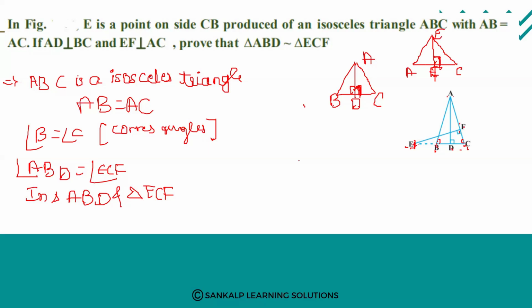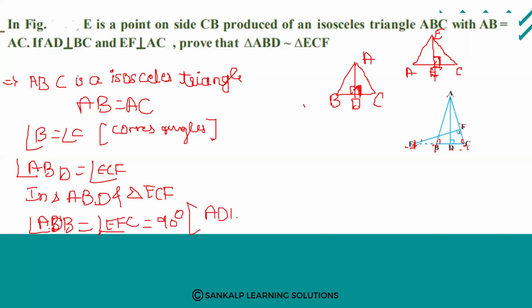Yes or no? So that can be written as angle ADB. How do we write this? Angle ADB is equal to angle CFE, or you can write EFC. Angle ADB is equal to angle EFC. That means D and F have 90 degree.